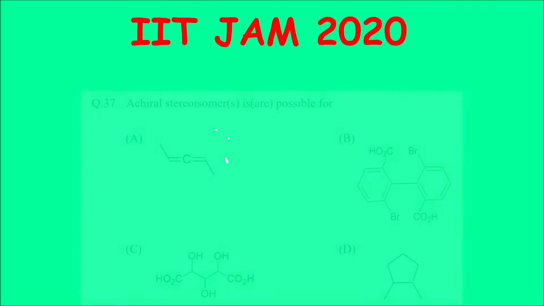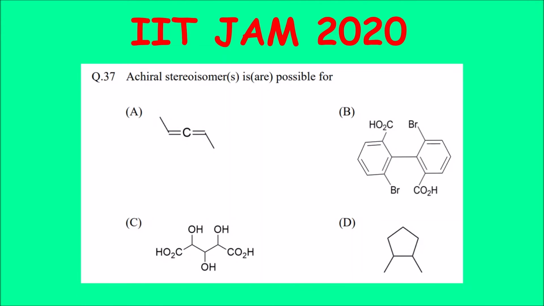In today's video, we are going to solve this question that was asked in the IIT JAM 2020 exam. A chiral stereoisomer is or are possible for. So how do we define chirality? Chirality means plane of symmetry and center of symmetry must be absent. So here we want achiral isomers.